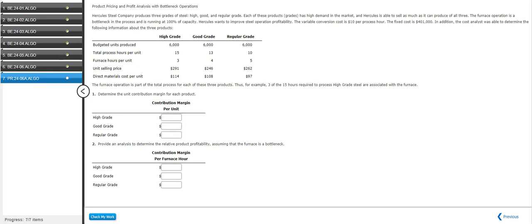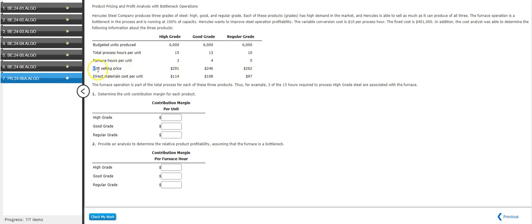Alright, let's get to the one that's different from the other one. This is a production bottleneck. I'll give you a second to try this problem on your own, and then I'll show you how to work it. So they're producing 3 types of steel: high grade, good grade, and regular grade. If you read the problem, the furnace hours are the production bottleneck. So we're going to maximize our contribution margin relative to this bottleneck. That's all this problem is doing. The problem tells you it's a bottleneck.